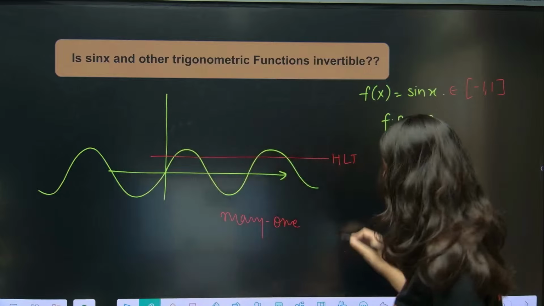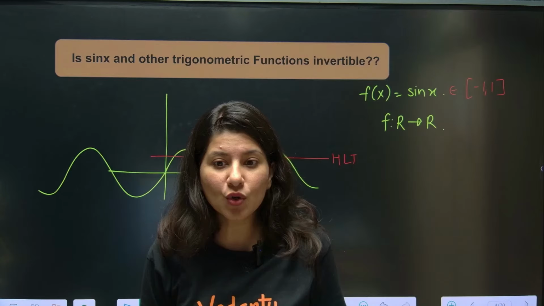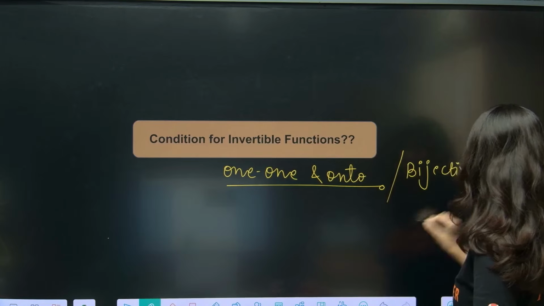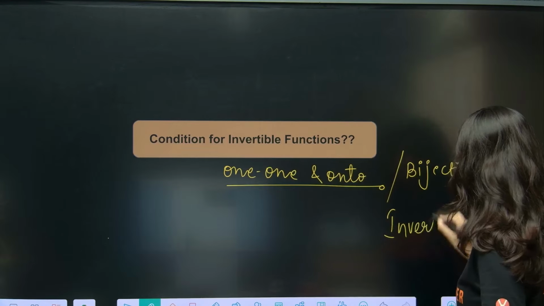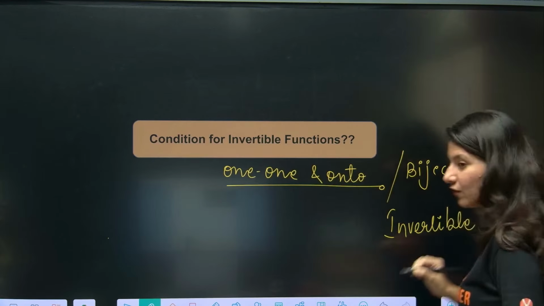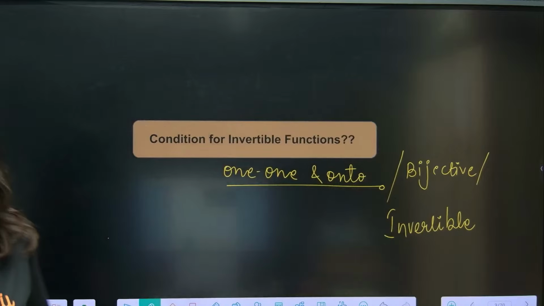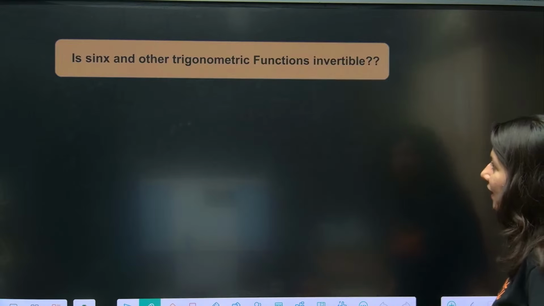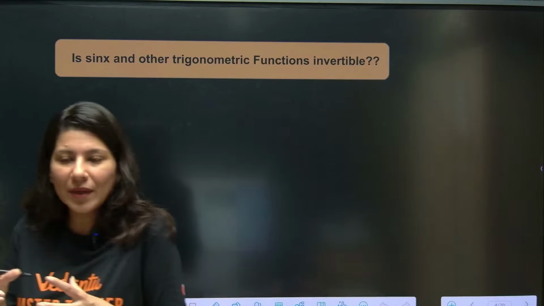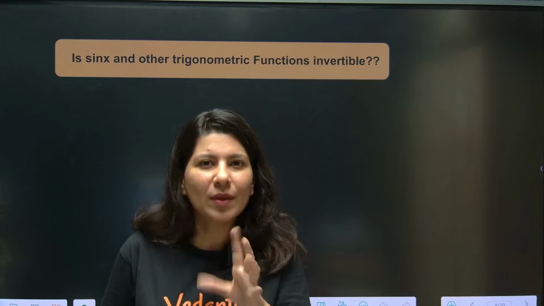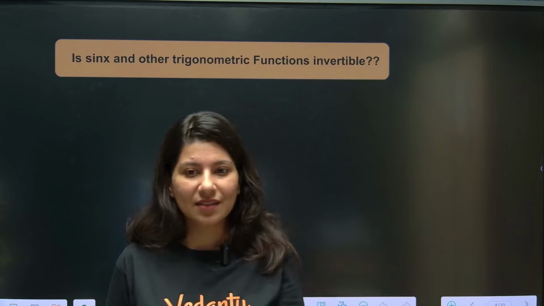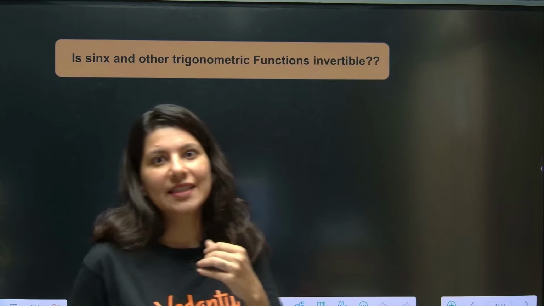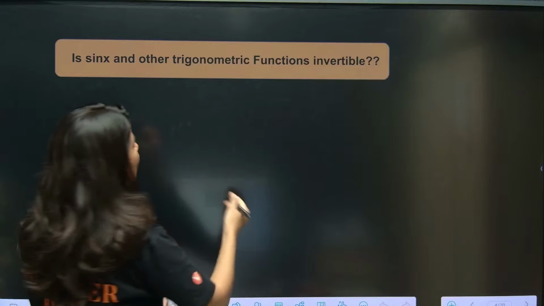Domain. So what does that mean? The function should be bijective, and the function should be invertible, right? So now if I go by inverse trigonometric function, we see that for a trigonometric function, suppose sin x, is sin x a one-one and onto function? Let's see. So is sin x and other trigonometric functions invertible?